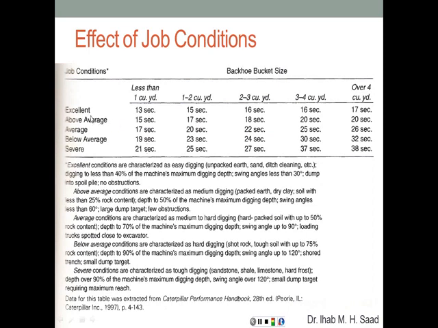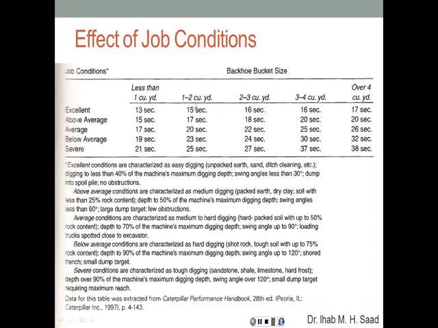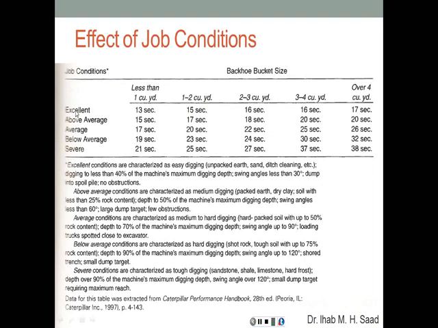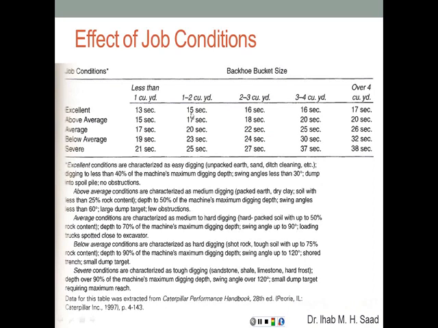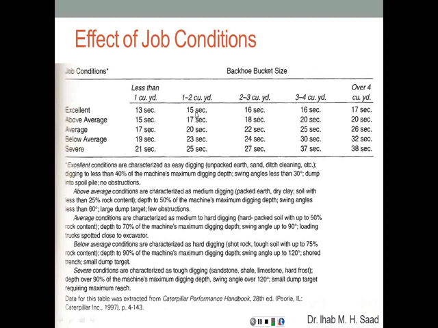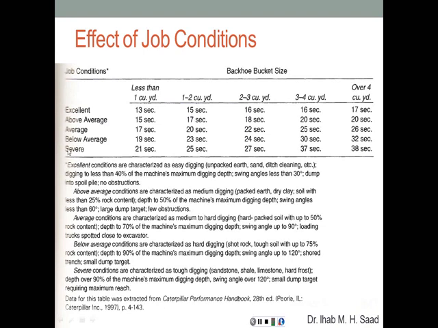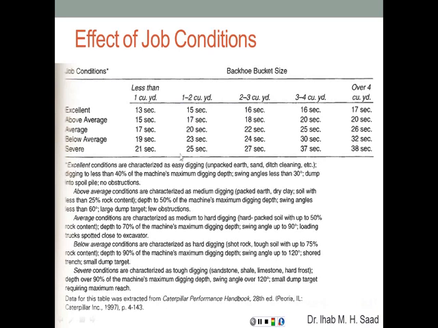So under excellent conditions, let's say we have a 2 cubic yard bucket. The 2 cubic yard is going to be somewhere between these two. So under excellent conditions, the cycle time is going to be anywhere between 15 to 16 seconds. So 15 and a half would be fine, 15 would be fine, 16 would be fine. Above average, which is not excellent, a little bit longer. It's going to take 17 instead of 15 seconds. Severe, that's the worst type of conditions, is going to take 25 seconds instead of 15.